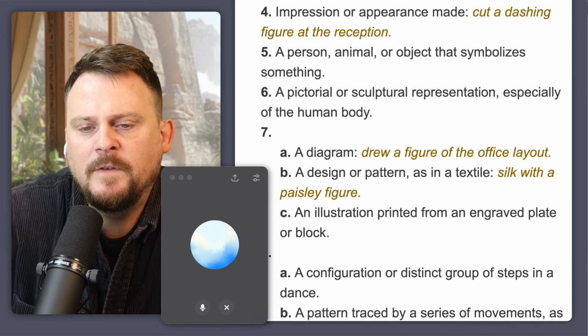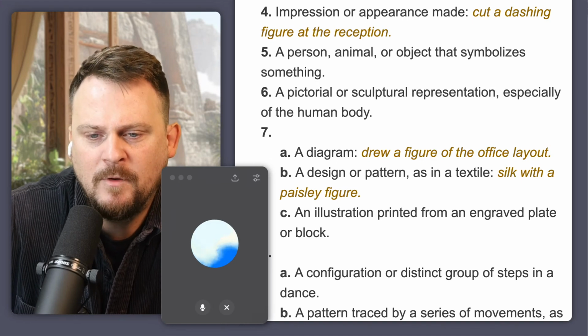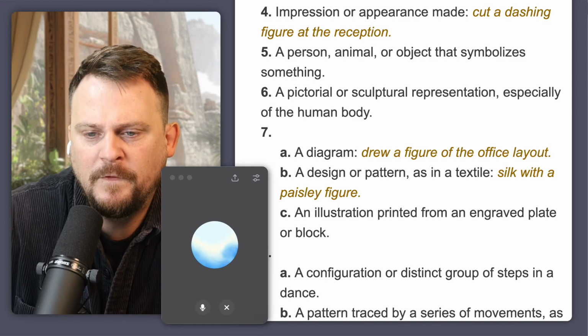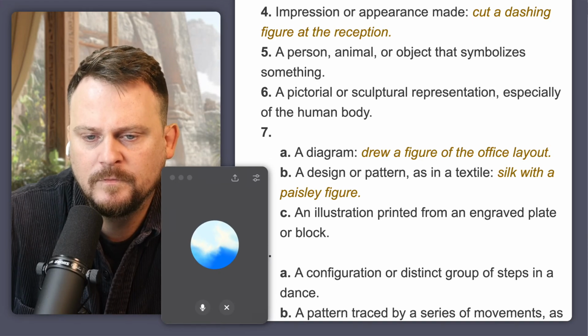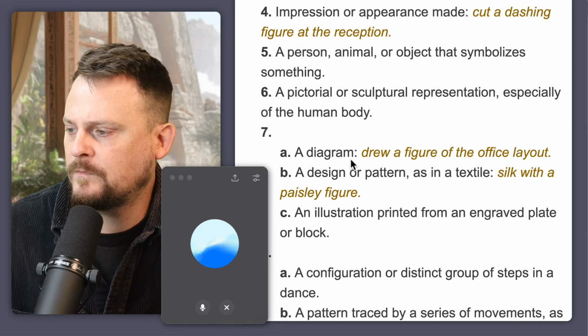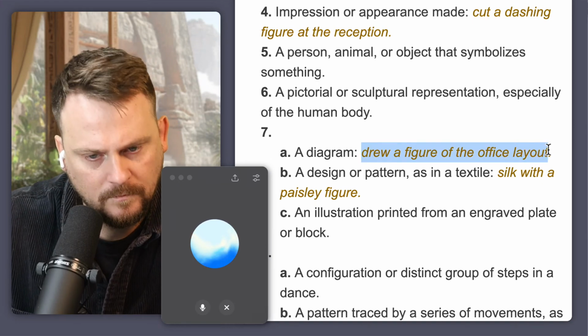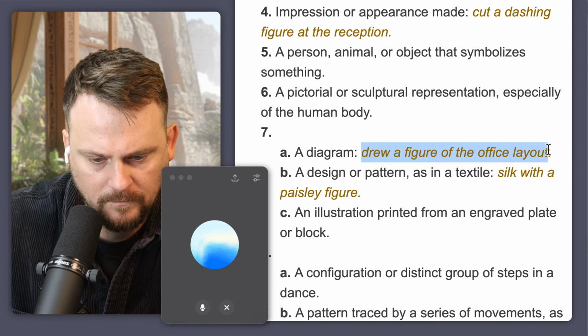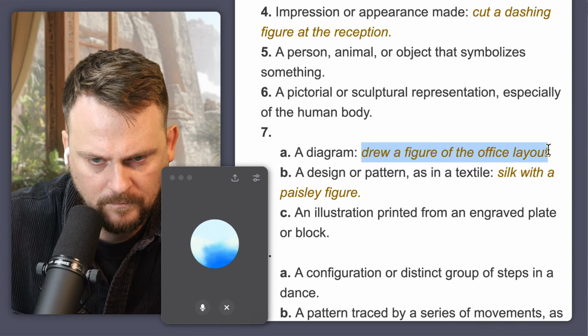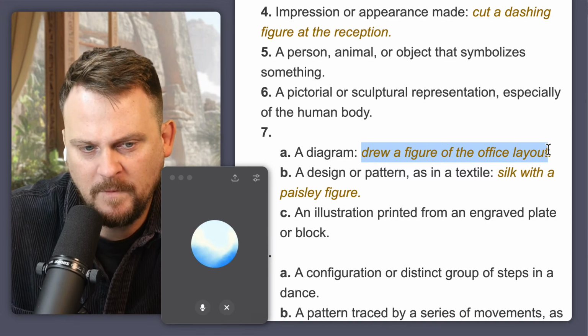The next definition is a diagram. For example, drew a figure of the office layout. In this context, figure refers to a diagram, which is a simple drawing or plan used to illustrate information. Here's a simple explanation and example. A figure, in this sense, is a visual representation, like a sketch or chart, that shows... Wait a second, that's not an example. Give me a real example.